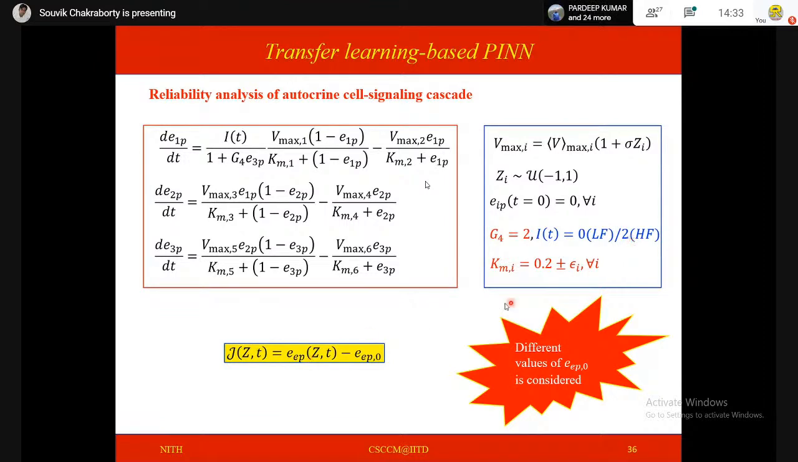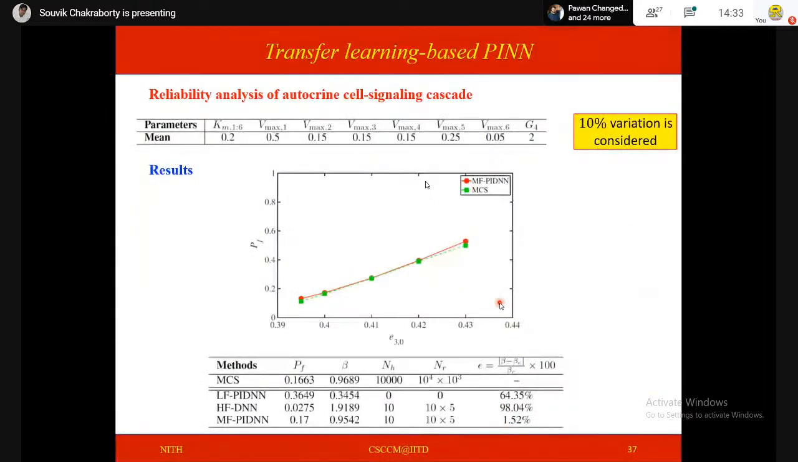And then the question is, can we compute the reliability similarly as before? And it seems the answer is yes, we can do it. And here is your result. So what we have compared with, let us see. This is the MCS result, the gold standard, the ground truth, the benchmark results, right?